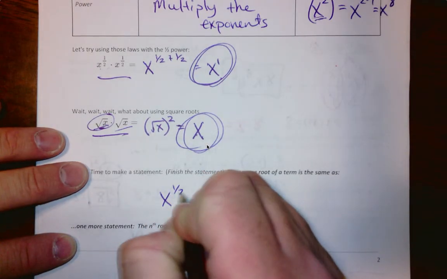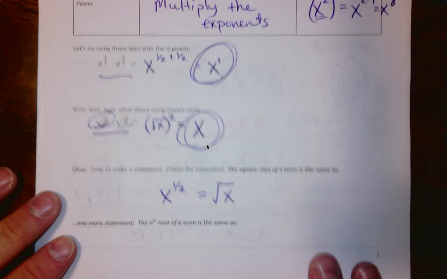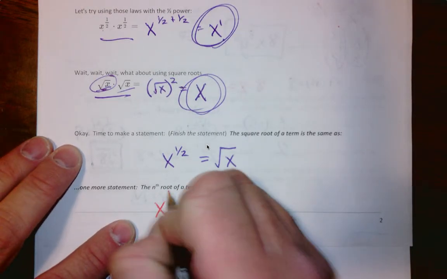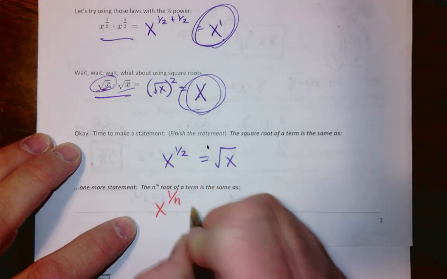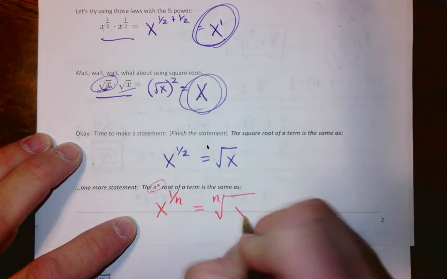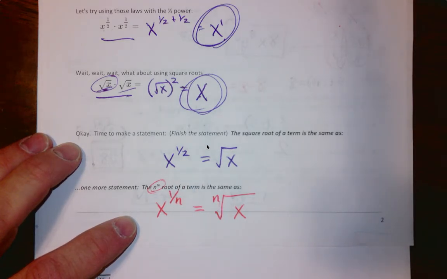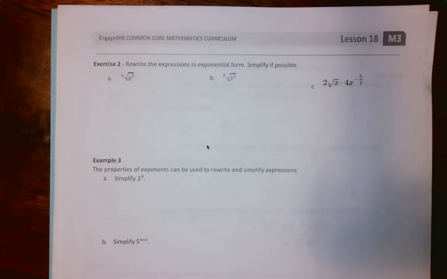X to the 1/2 is the same as square root x. In fact, we can go even further and say that x to the 1/n, some sort of fractional exponent, is the same as the nth root of x. So whatever fraction you have, we can rewrite it as a radical, where n is the exponent-looking thing of the radical, but it's the nth root. Okay, knowing that, let's try some examples out.